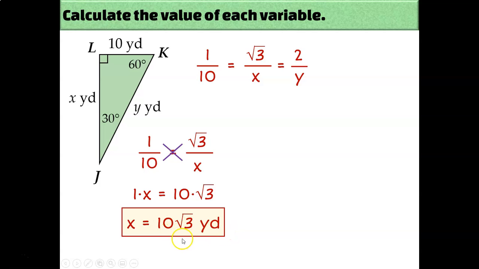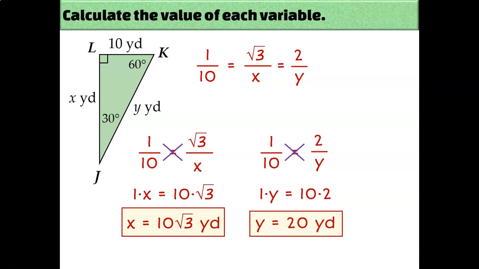I can't write that as the square root of 30 because one of the numbers has a square root and the other one doesn't. It's like they're not like terms, so you just have to leave it as 10 root 3. Now let's solve for y. I'll use the ratio that has y and the complete ratio. So 1/10 equals 2 over y, cross multiply, and I find that y equals 20.